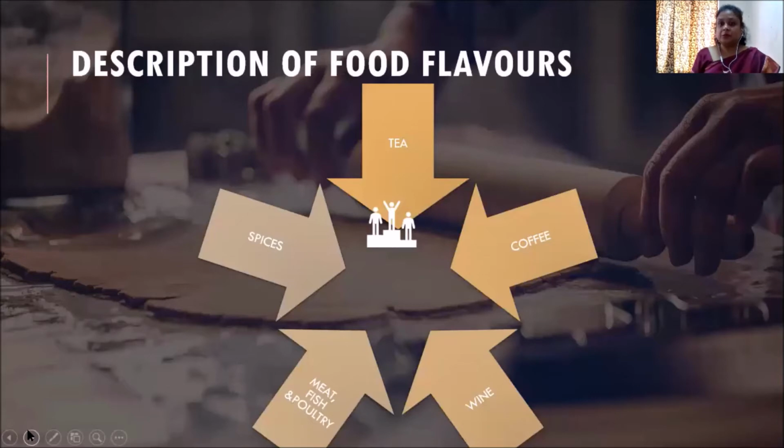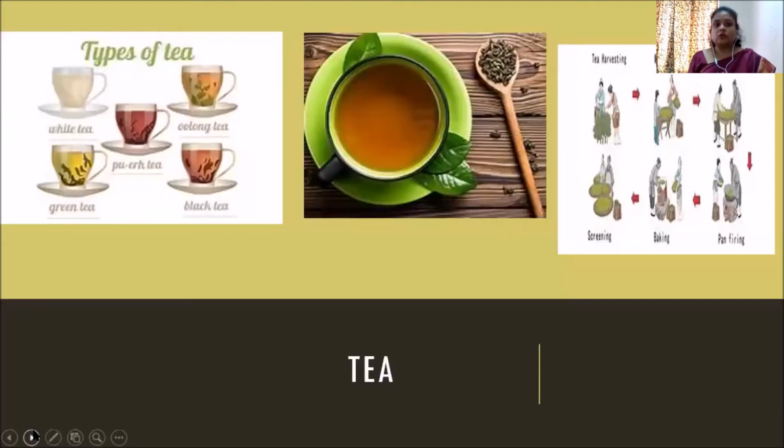Next is the description of food flavors. We'll be talking about the following flavors. First tea, second coffee, third wine, fourth meat, fish and poultry, fifth spices. So let's talk about this in detail. First we'll start with tea. As you can see, there are different types of tea, and most people start their day with tea or coffee in the mornings.